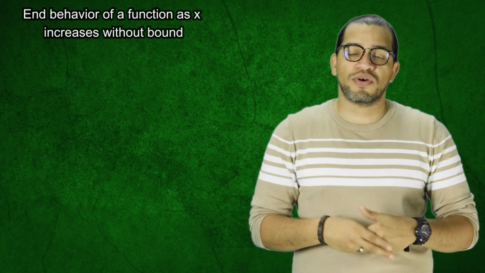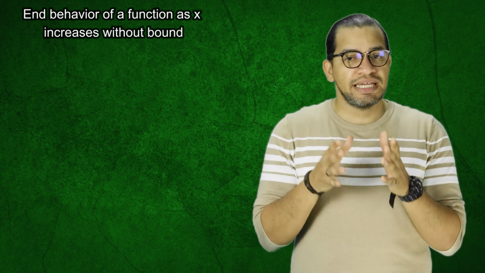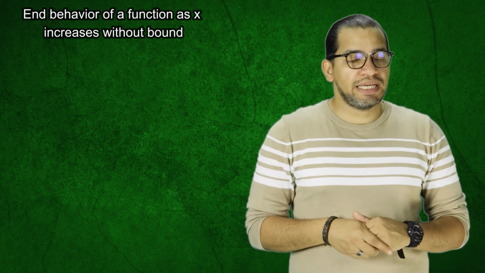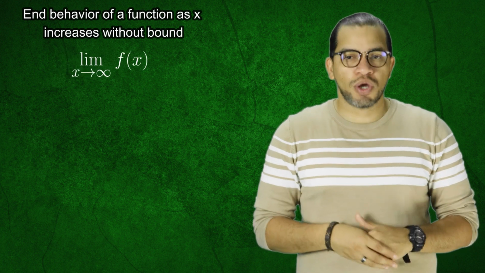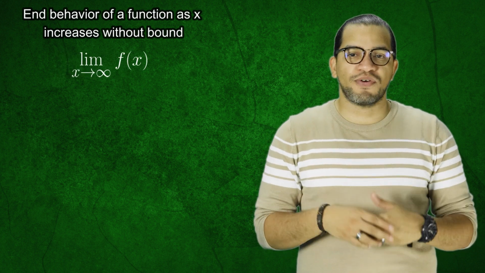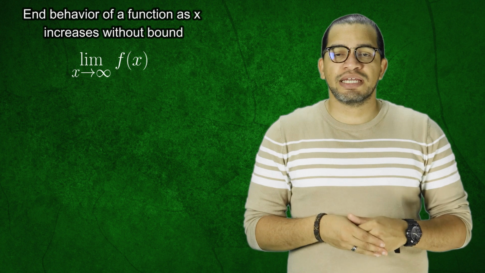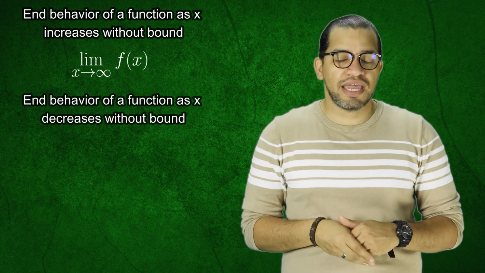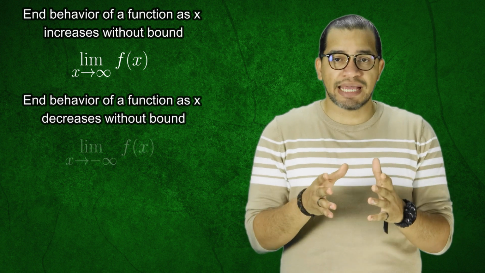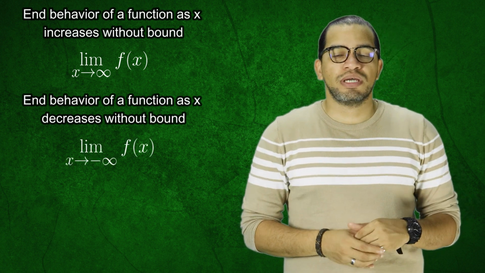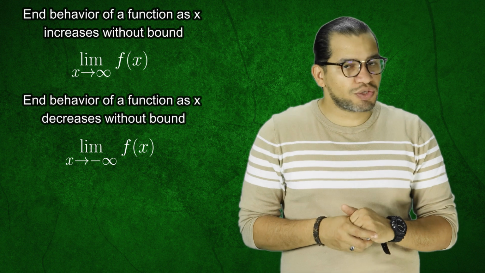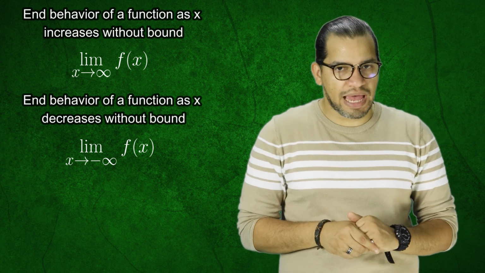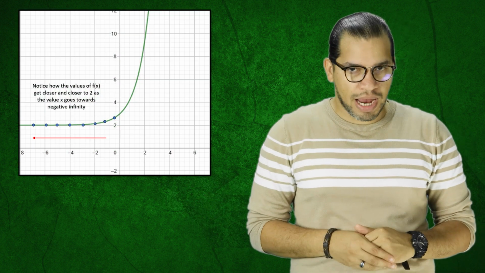The notation for determining the end behavior of a function as x increases without bound is the limit when x goes to infinity of f of x. Analogously, the notation for determining the end behavior of the function as x decreases without bound is the limit when x goes to minus infinity of f of x. Let us consider the following graph.